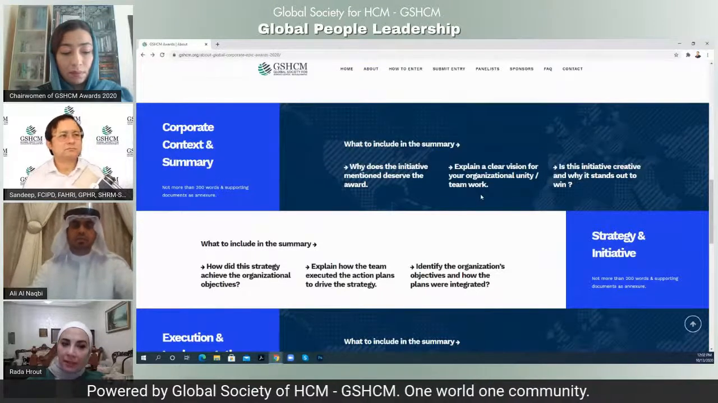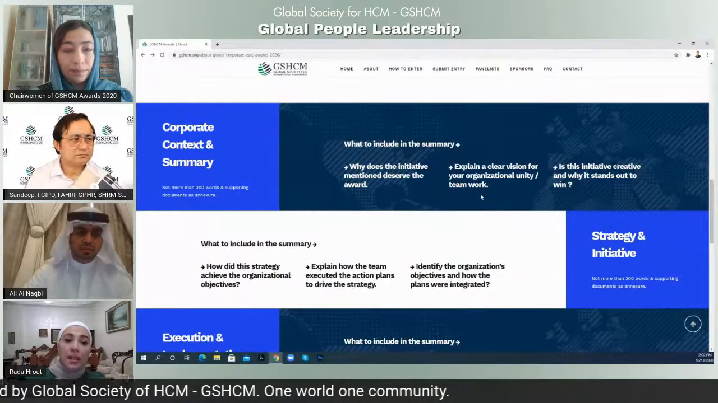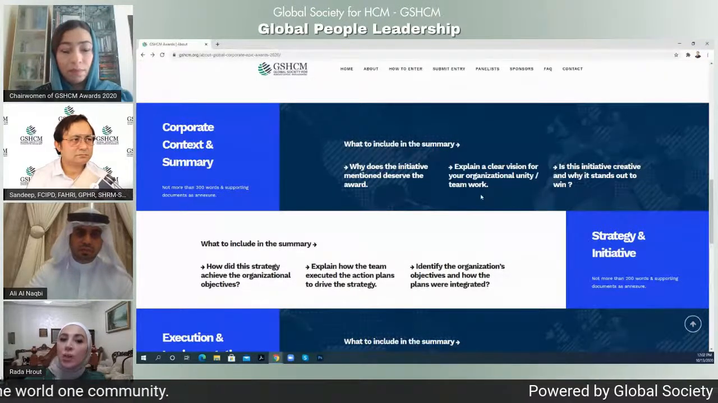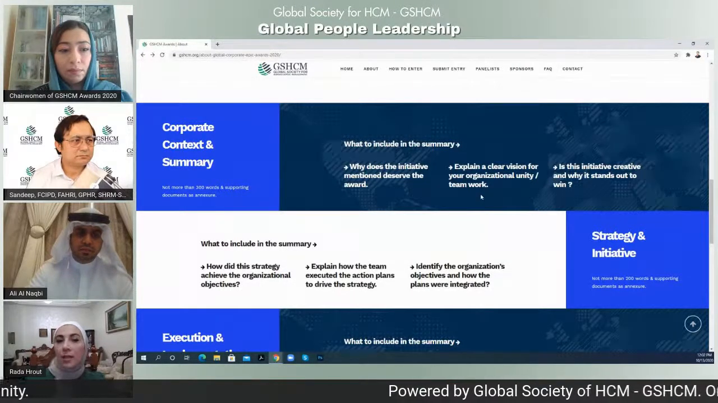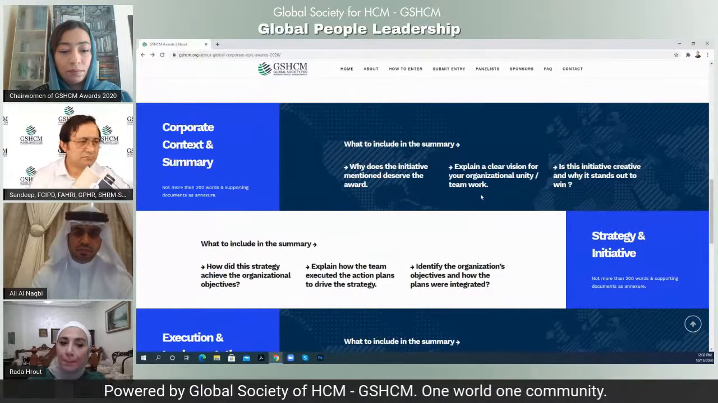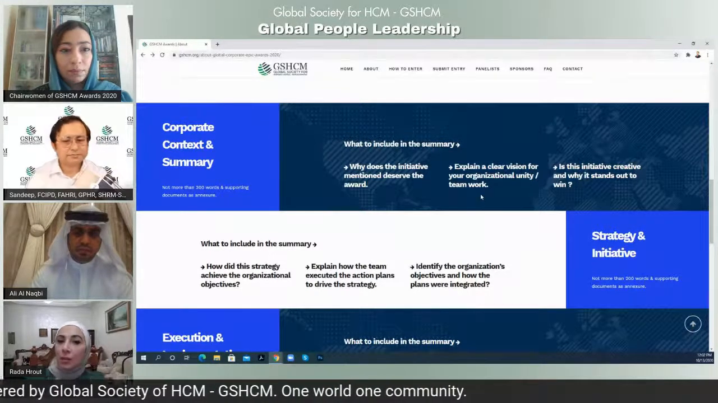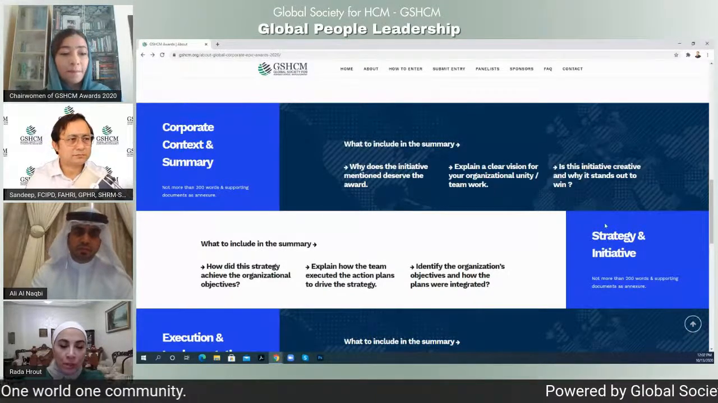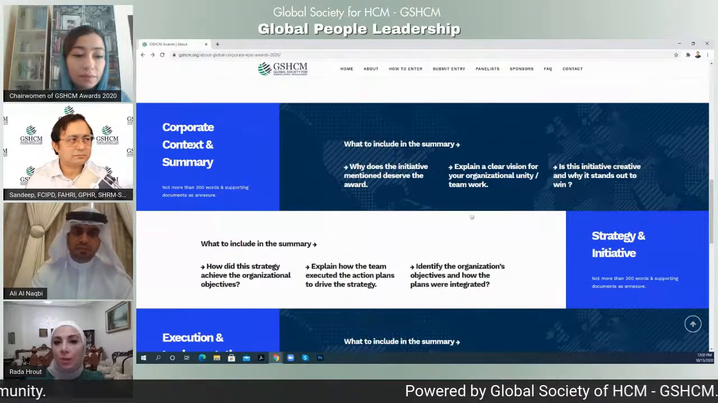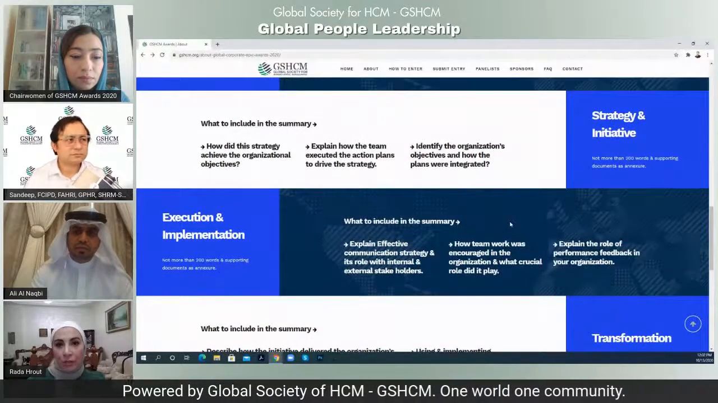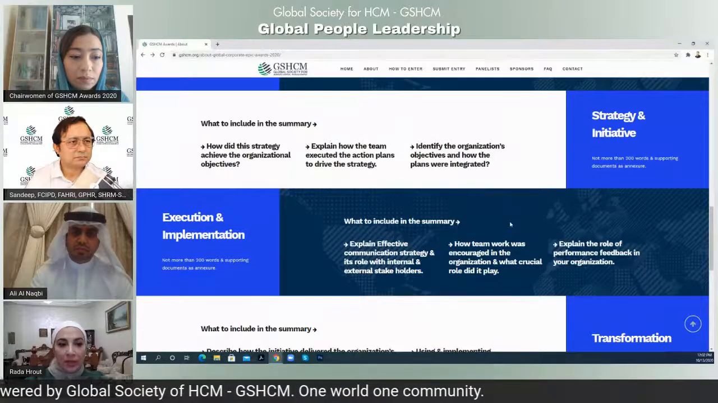The second criterion is the strategy and initiative. What are the strategic objectives behind this initiative? What is the planning process you followed? How did that come out, actually? So we need to understand the process the organization went through to come up with this initiative. What were the drivers behind it?